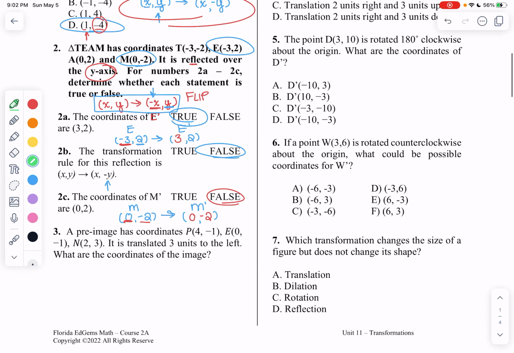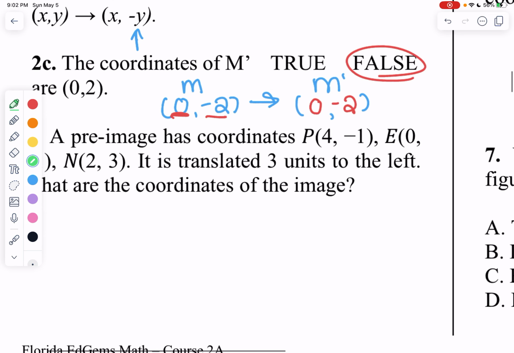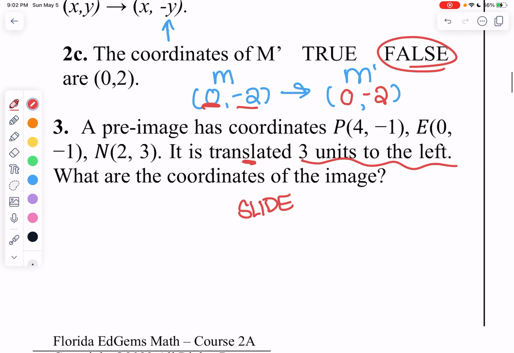to number 3. Number 3 says a pre-image has coordinates P, 4, -1, E, 0, -1, and N, 2, 3. It is translated, okay, meaning slide, 3 units to the left. What are the coordinates of the new image?